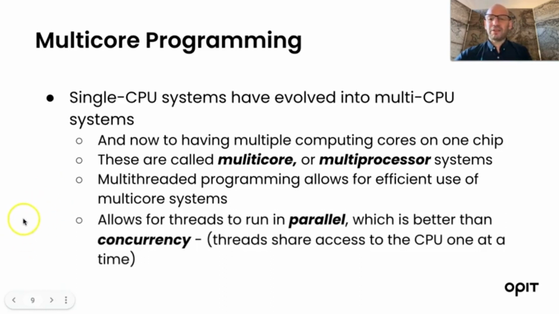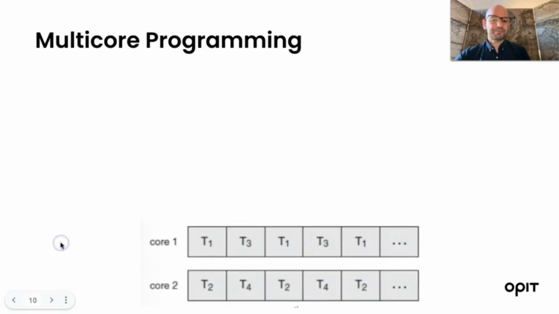And so the coding then, if we do it correctly, allows for threads to run truly in parallel, which is better than the idea of concurrency, which is where threads share access to the CPU one at a time. But with concurrency, of course, it happens so quickly when we go between threads that are executed one by one on the single core that we may have, for example, it appears to be happening in parallel, but in fact, it's happening concurrently. So I'll show you a diagram of this in a sec. Let's take a look at it right now.